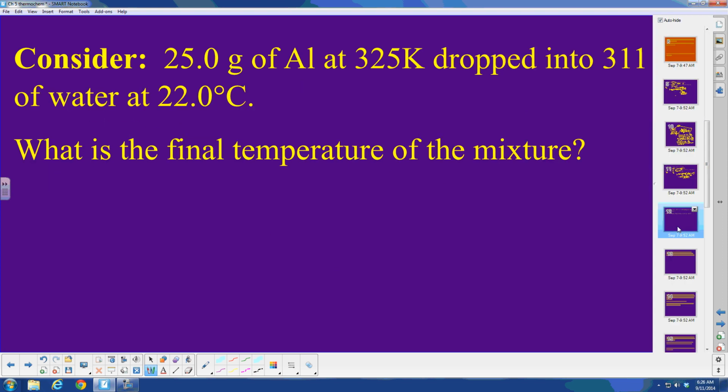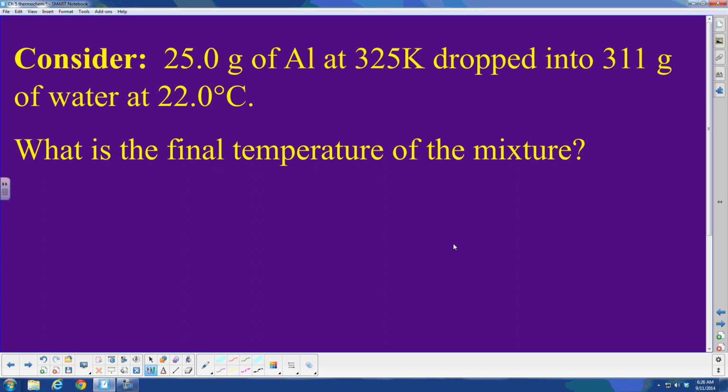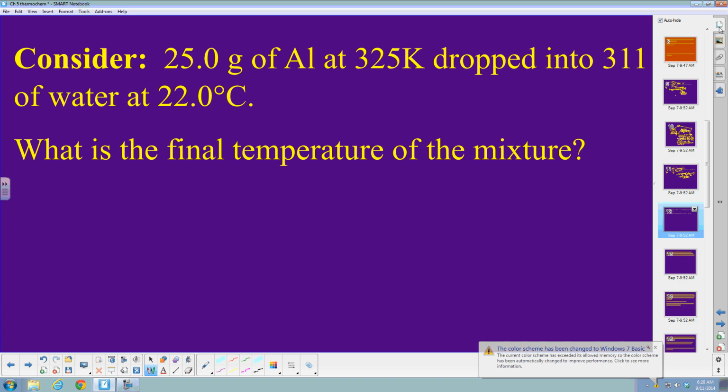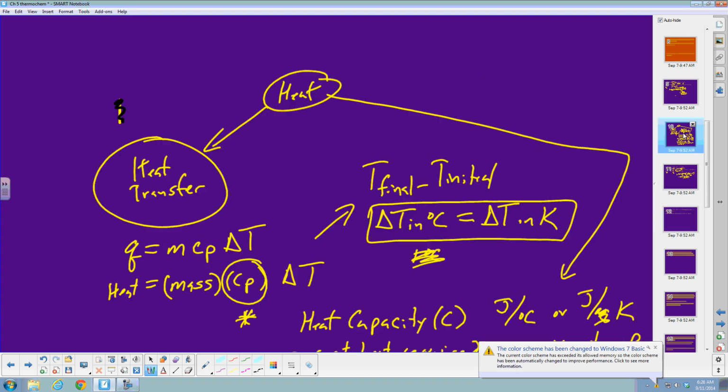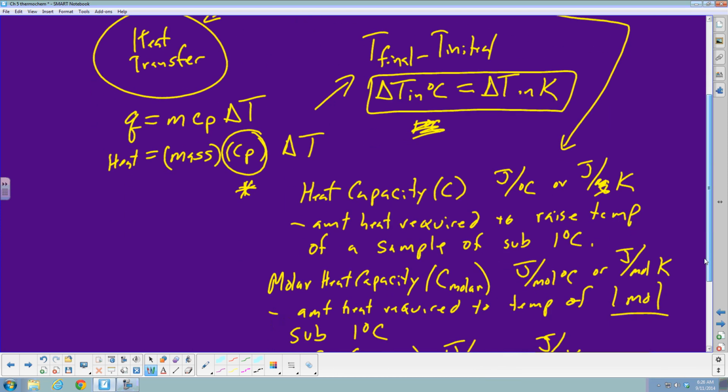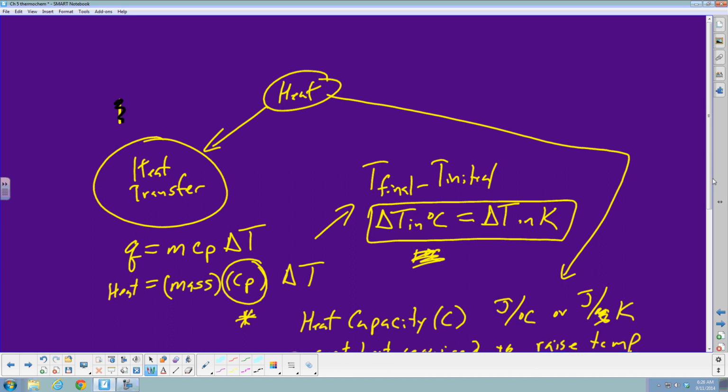Let's get a little more complicated here. Now, in this case, I have 25 grams of aluminum. I know what the C sub P is for aluminum. It's dropped in 311 grams of water. I know that. What is the final temp of the mixture? Okay, here's what we have to know, and maybe we should go back to our notes here. Let's move this down. Oops, I need to start over here. So let's go this way.